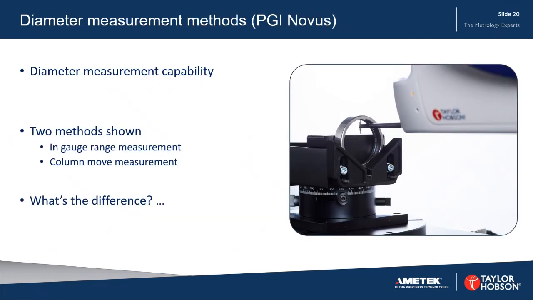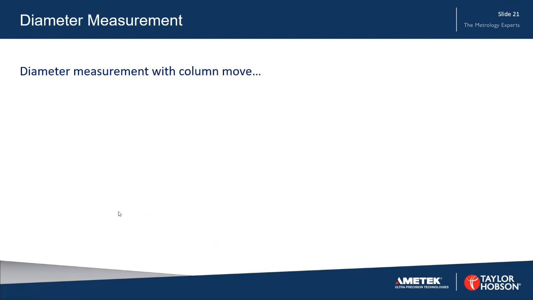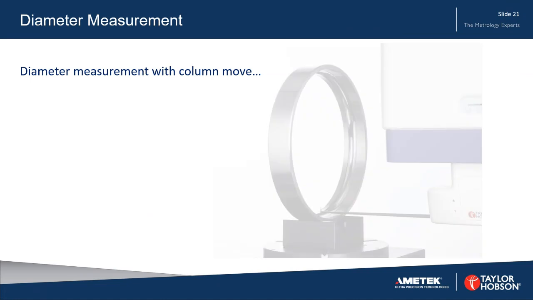So let's look again at diameter measurement on the PGI NOVUS. We're going to look at two different methods. The first is what we call in-gauge range measurement, and the second is using a column move. So what's the difference between these two? Let's look first of all at diameter measurement with a column move.